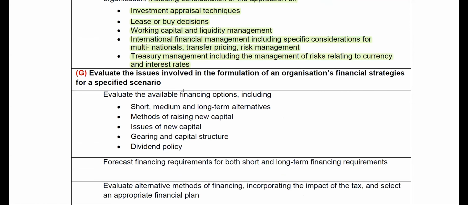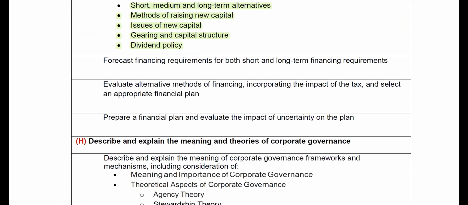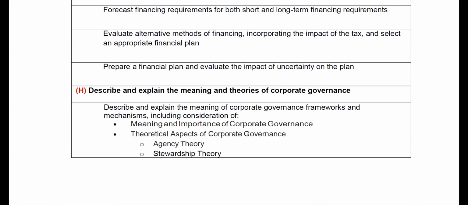Then once you finish, you look at financing, short, medium, and long-term alternatives, methods of raising capital, new capital, gearing and capital structure, and then dividend policy. So far, dividend policy hasn't been examined yet. We are expecting it to be examined soon.